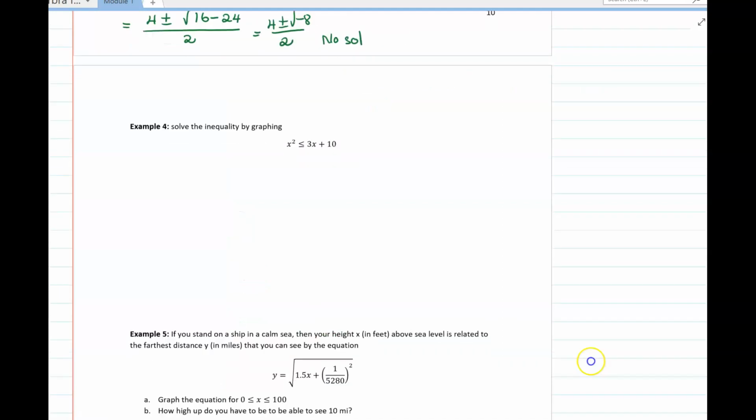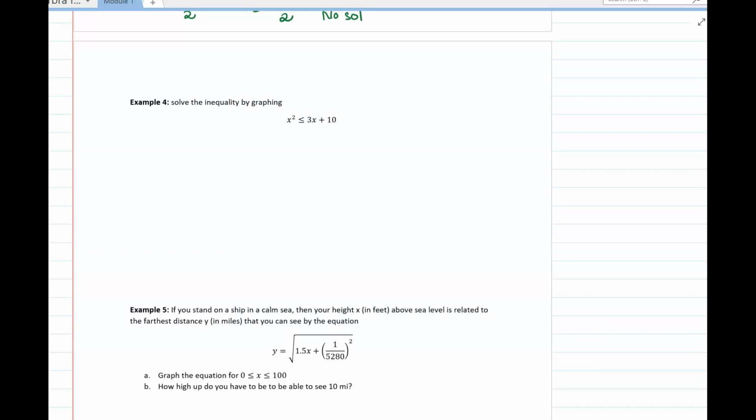So let's say you want to solve this inequality by graphing. Okay. So you look at two different graphs. Let's call the first graph f of x equal to x squared and g of x equal to 3x plus 10. So we're looking for the portion where f of x is less than or equal to g of x. Okay. The first thing first, we need to find the intersection of the graph.